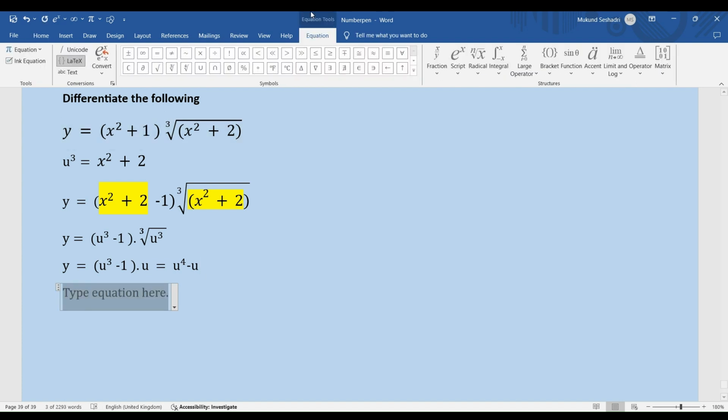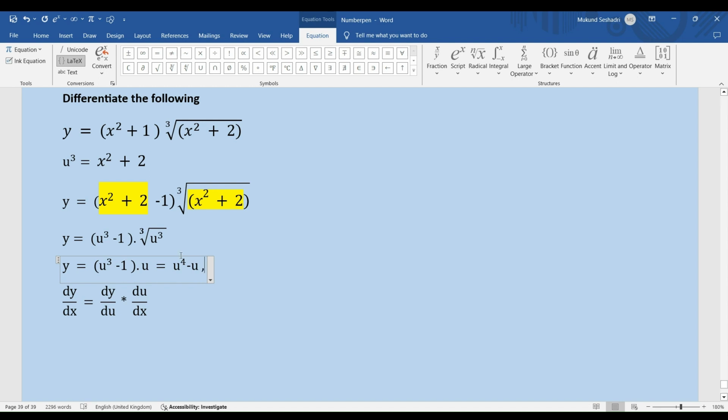So what is my dy by dx? My dy by dx equals dy by du into du by dx, right? And where do we go for our dy by du and du by dx? We know our y in terms of u. We have our u in terms of x. So I'm going to go back to the previous expressions and do the differentiation of y with respect to u and that of u with respect to x, right?